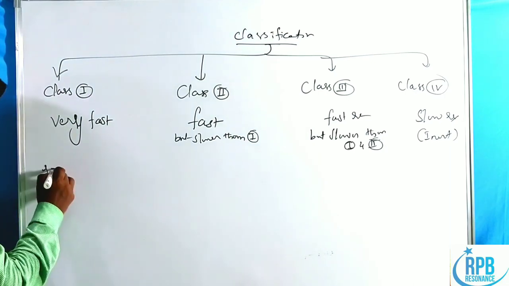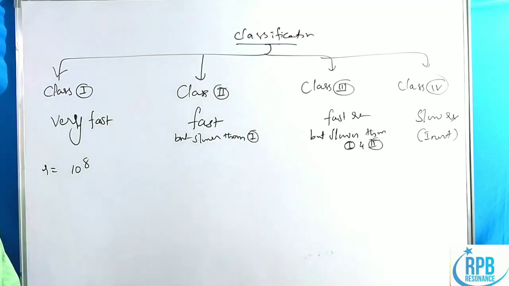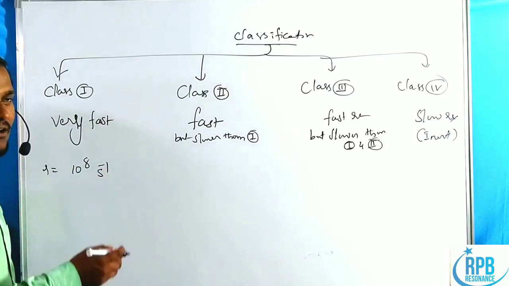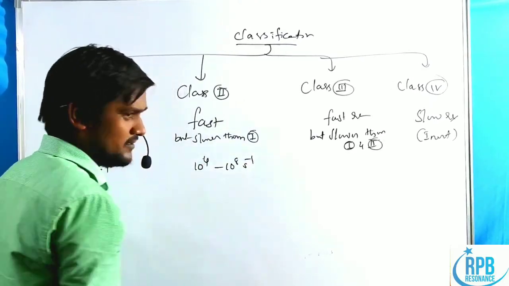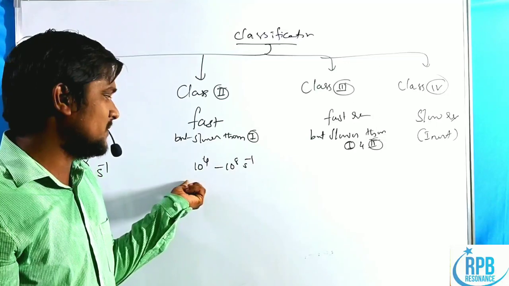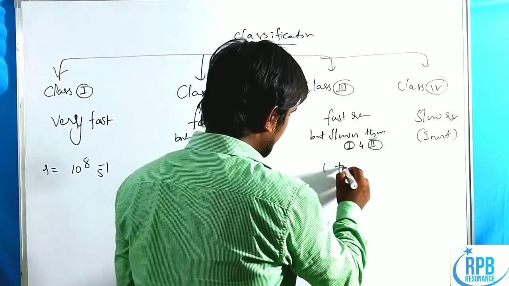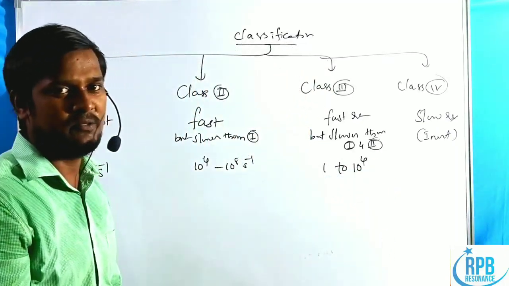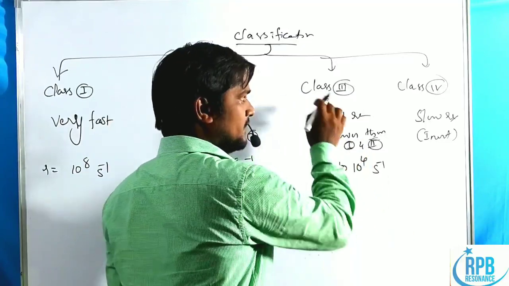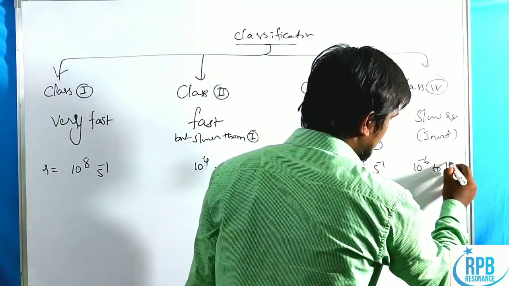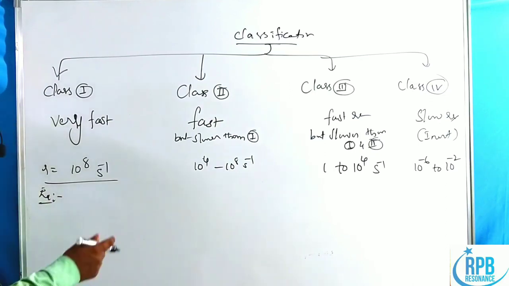Now, the rate constant of the first class elements may be 10 to the power 8 second inverse. That much speed is there. For the second class, if the rate constant value lies between 10 to the power 4 and 10 to the power 8 second inverse, then it is classified as class 2 elements. If the rate constant lies between 1 and 10 to the power 4, that means 1 to 10,000 second inverse, then it is classified as third class elements. And 10 to the power minus 6 to 10 to the power minus 2 is classified as fourth group elements.